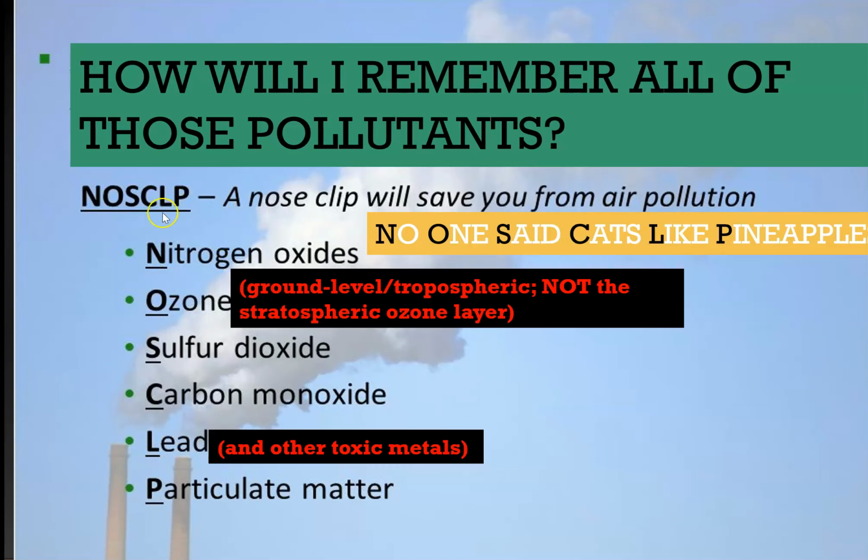So NOSE CLIP is what they all spell. If you put all their first letters together, it spells NOSE CLIP. You can remember it as a nose clip will save you from air pollution. So if you put a clip over your nose, that will help save you. I remember it as "No one said cats like pineapple," so each letter forms one of those. I think it's called an acronym, I can't remember. No one said cats like pineapple. That's the same thing as NOSE CLIP, and all 6 of the major pollutants are in those little mnemonics, not acronyms, my bad, it's called a mnemonic.